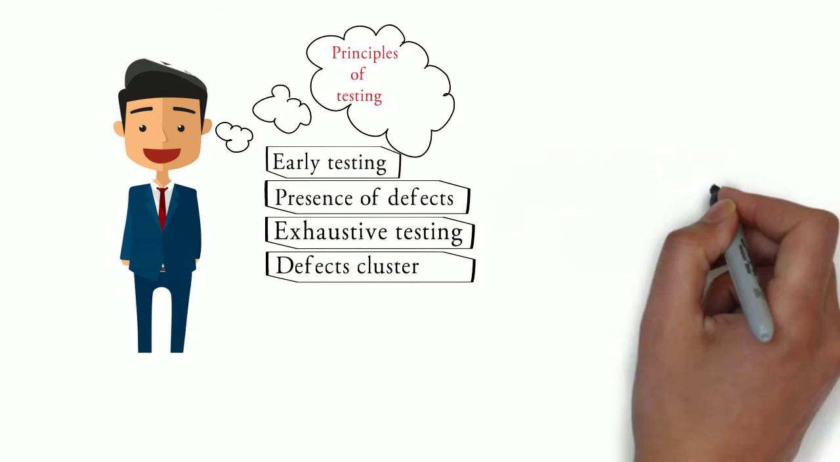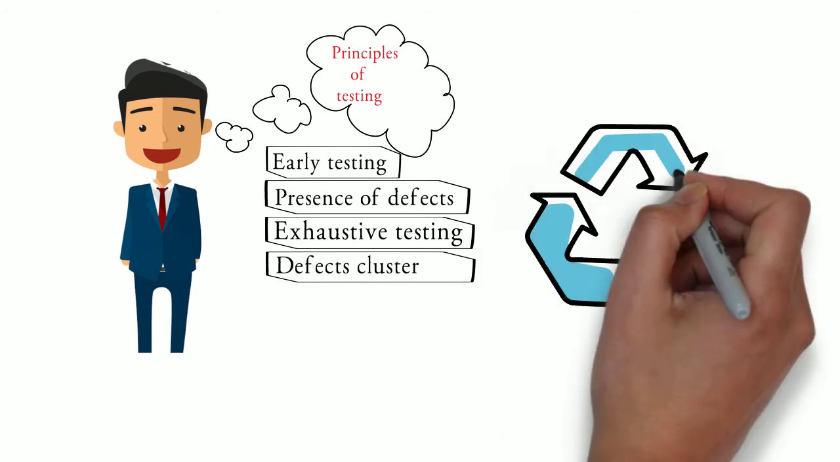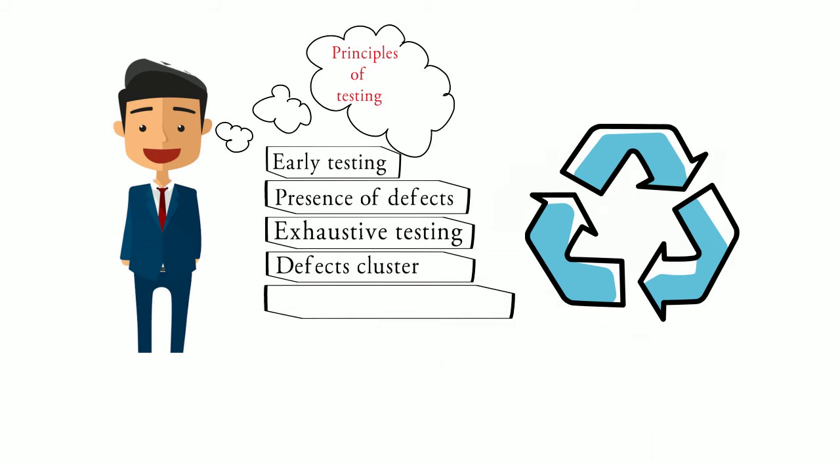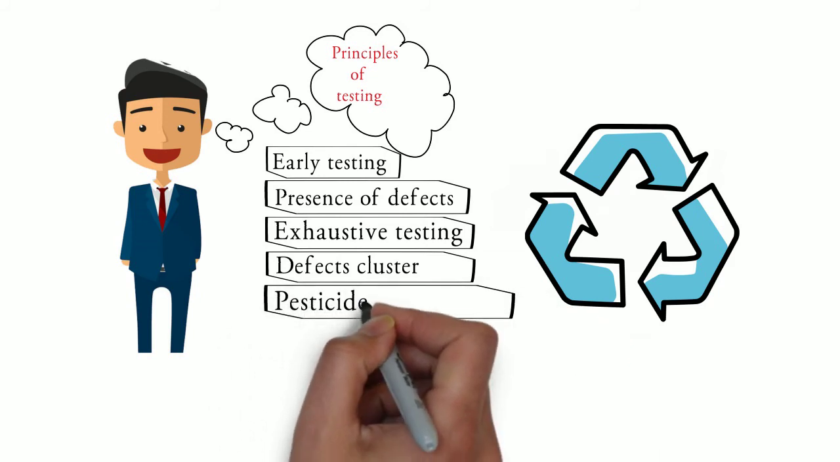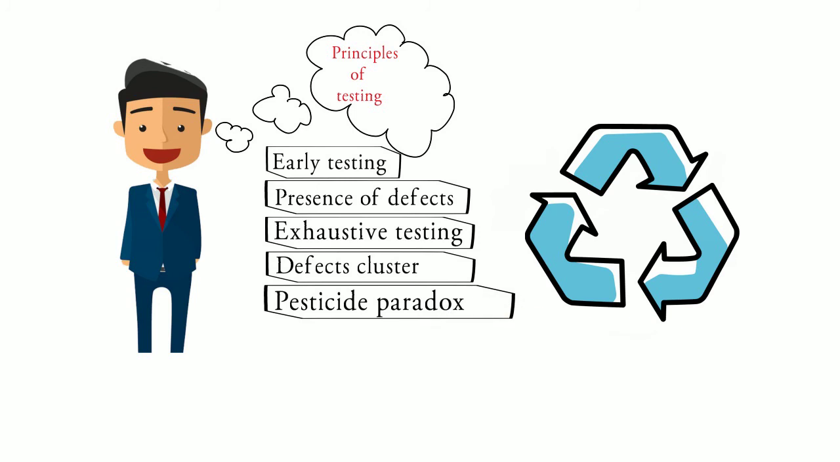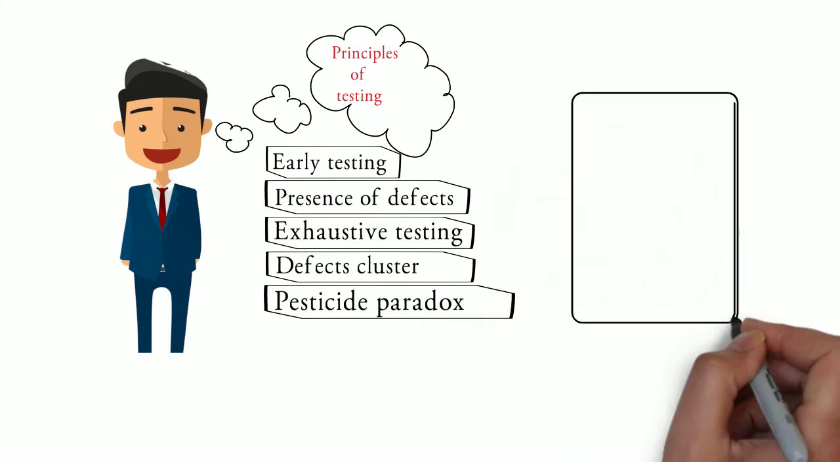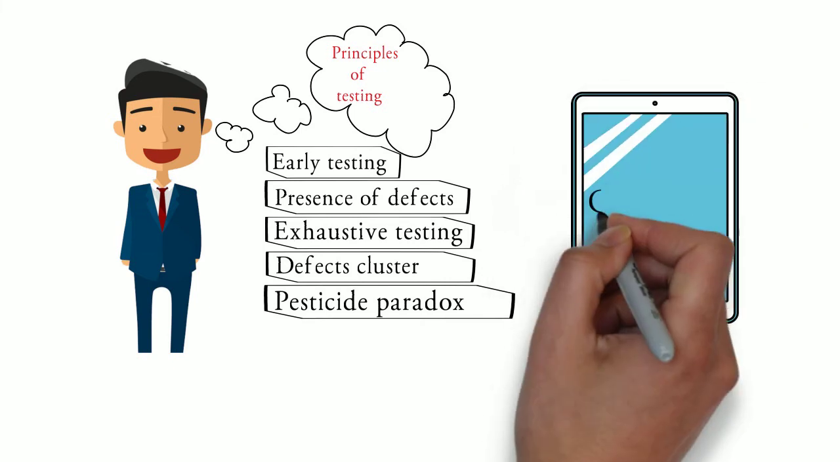The fifth principle is the pesticide paradox. If the same test conditions are repeated over and over again, eventually the same set of test cases no longer finds any new bugs. To overcome this pesticide paradox, the focus of testing should always change and new test cases should be created. The next principle is testing is context dependent.